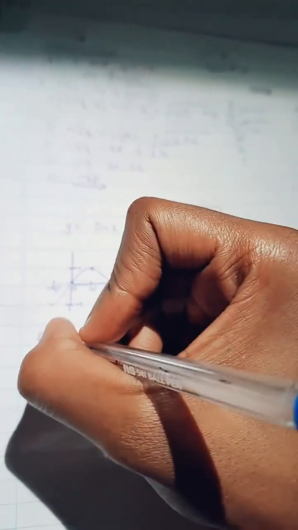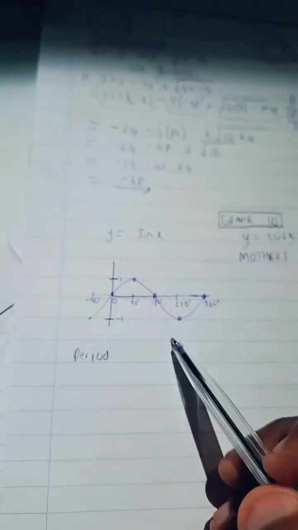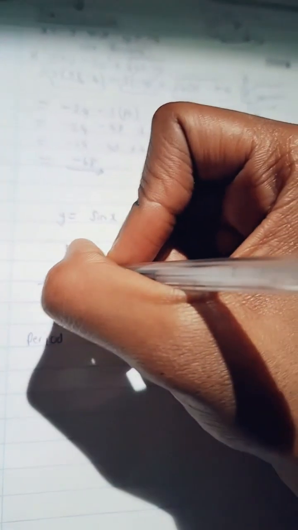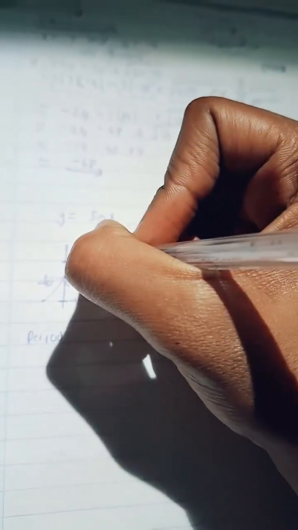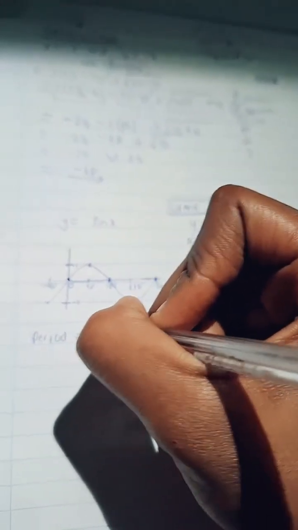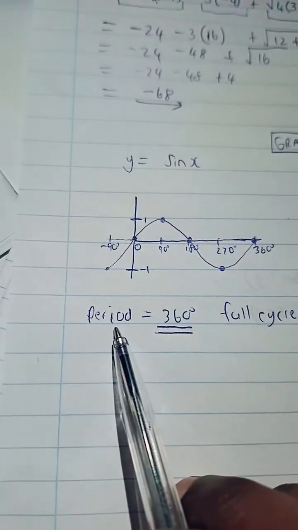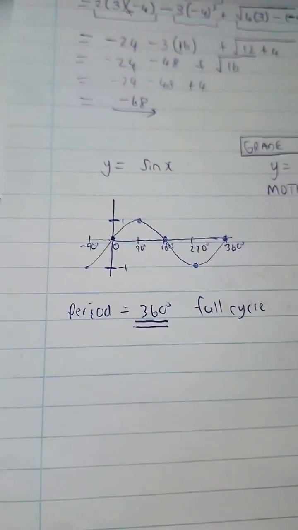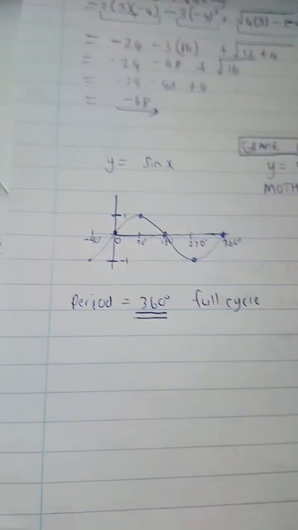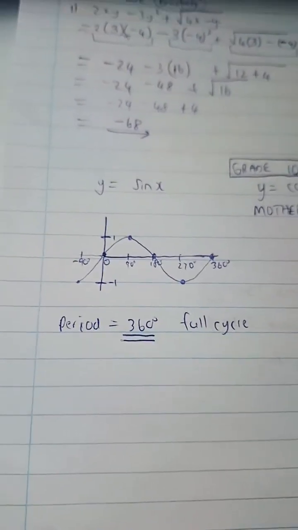There are a few concepts we look at when talking about the full cycle of the sine graph. Starting from 0 to 90 to 180 to 270 to 360, a full cycle of the sine graph takes how many degrees? 360 degrees. So we call that the period. Now, guys, the word period can be used in different contexts, just the word itself.